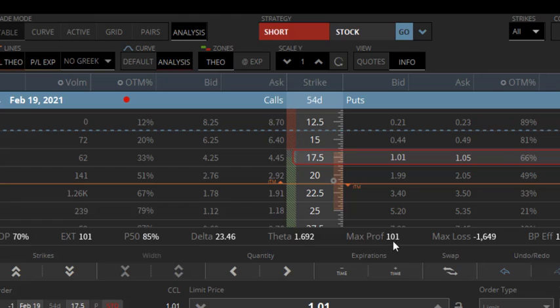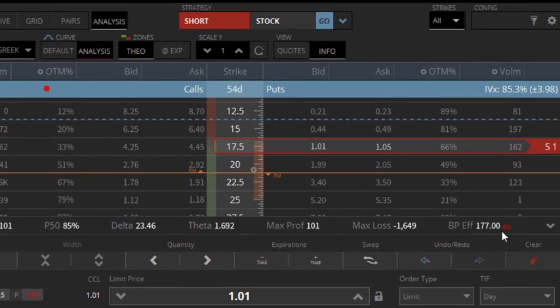My max profit is $101 because the option contract is valued at $1.01 per share. They give you a max loss because this is the value of the total stock purchase you would have to make. And then they hold some capital in reserve to ensure that you can pay for any losses. Most brokers require you to put up more money than this, but for this specific example, it would be $177.